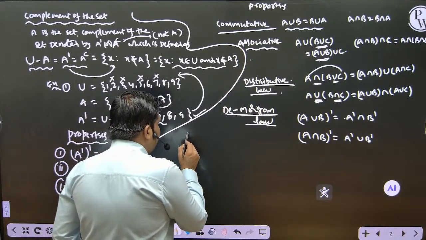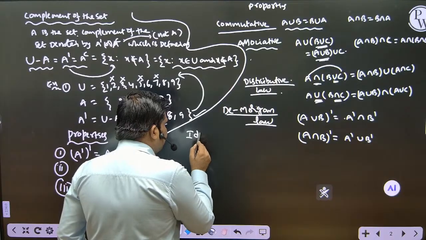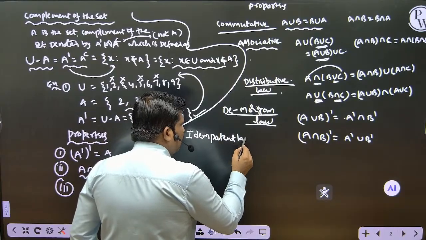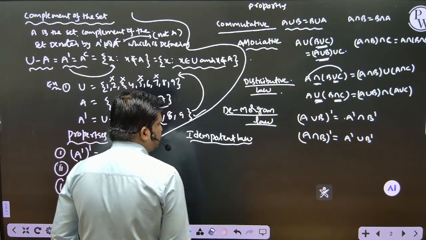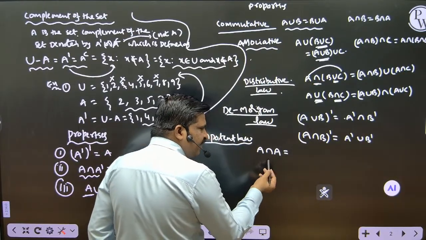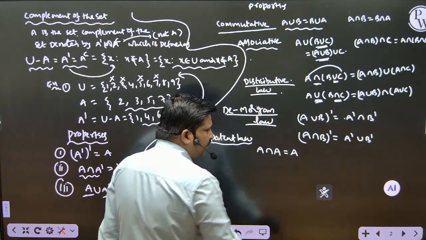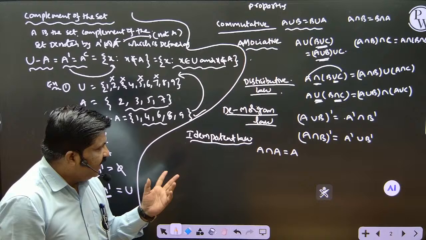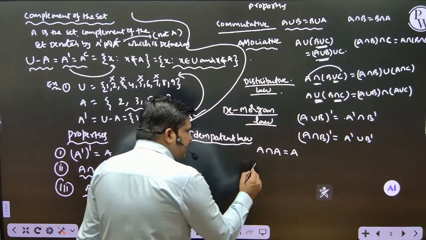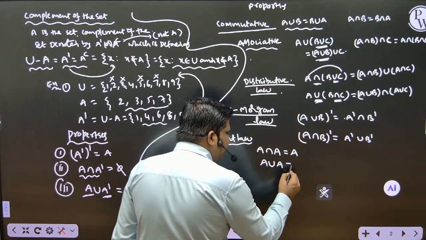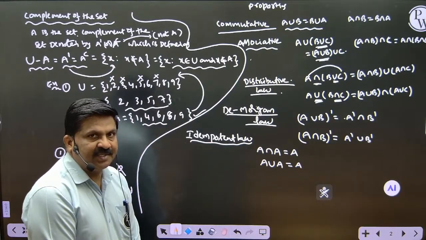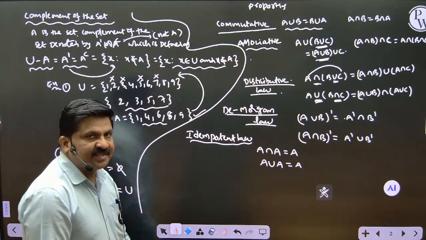Next, the idempotent law. What is the idempotent law? See, A intersection A, the intersection of the same set gives the same set. Similarly, the union of the same set also gives the same set. The intersection of the same set gives the same set, and the union of the same set gives the same set.